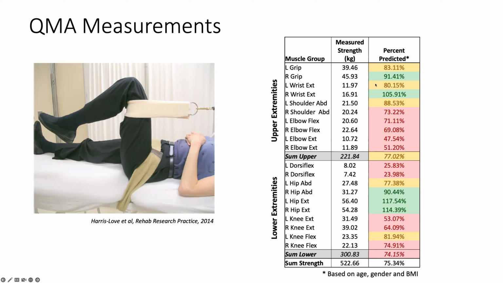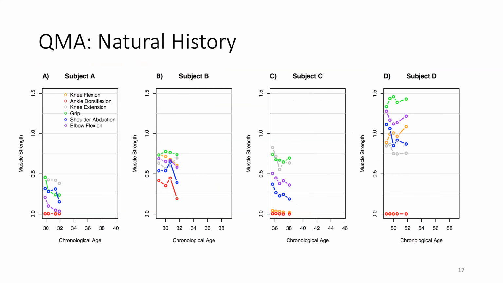So you can see here for this individual in this one measurement, some of their upper extremities like grip, wrist, shoulder abduction, pretty normal. Also hip, pretty normal values. Dorsiflex, just as we talked about, is one of the first to progress. And so we start to see this individual having only 25% strength on that dorsiflexion.